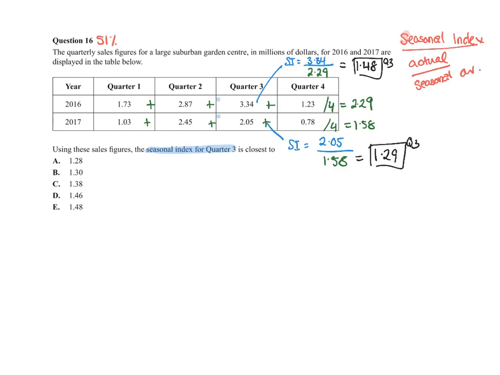So to get the overall one, I've got to add them together and divide by 2 because there were 2 years. The one in your book, we divided by 3 because we were doing 3 years. Okay, so C would be the best answer there.